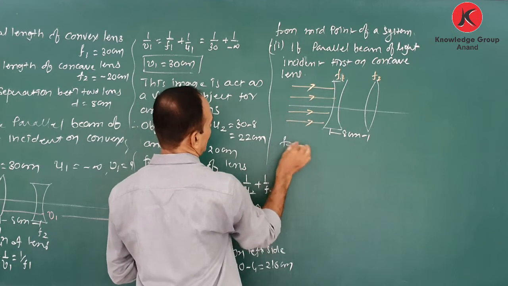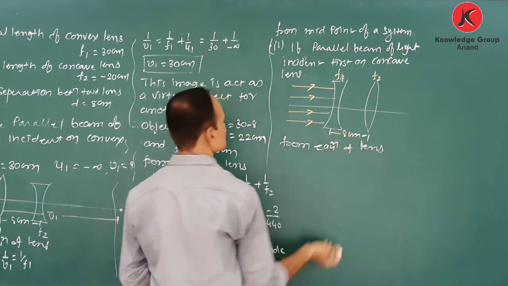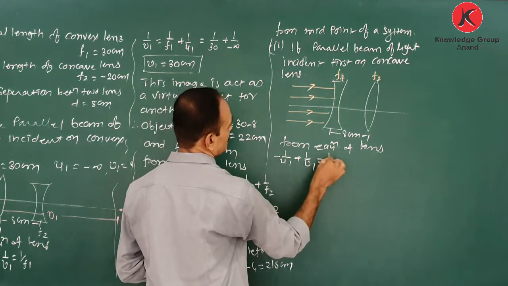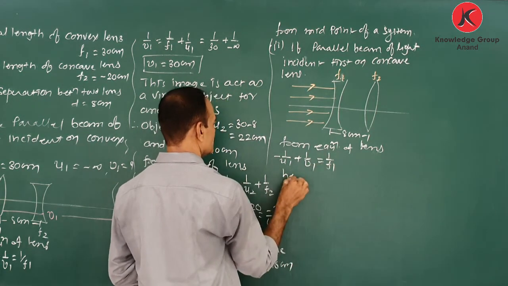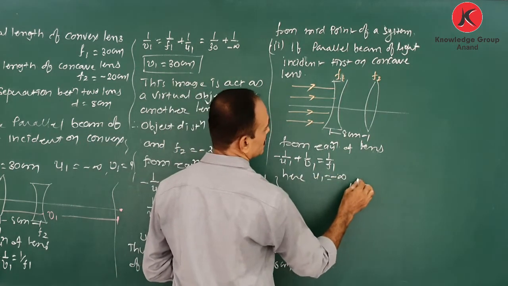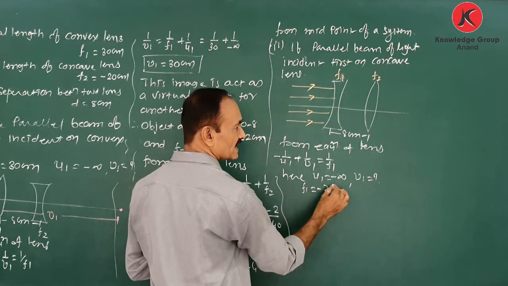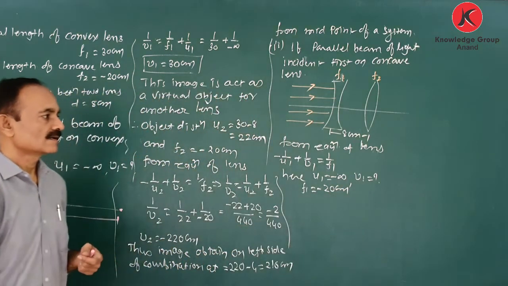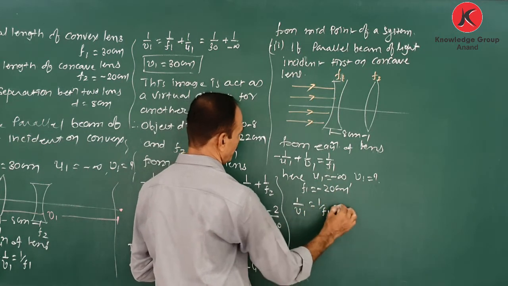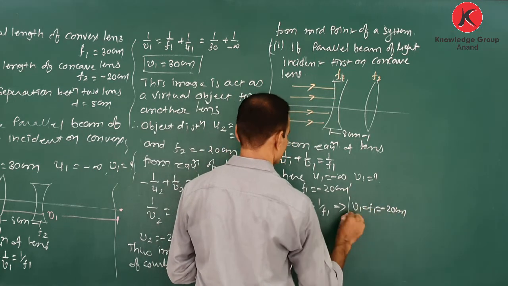Now, from the lens equation, minus 1 upon u1 plus 1 upon v1 is equal to 1 upon f1. Here u1 is equal to minus infinity, v1 we have to find out, and f1 is equal to minus 20 centimeter. Therefore, 1 upon v1 is equal to 1 upon f1, so v1 is the same as f1, equal to minus 20 centimeter.